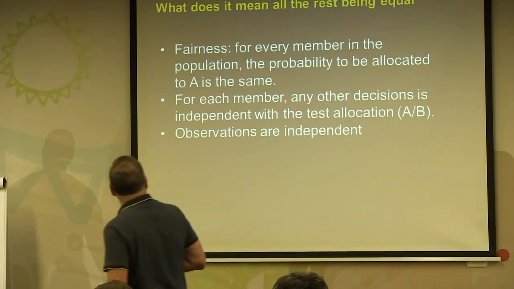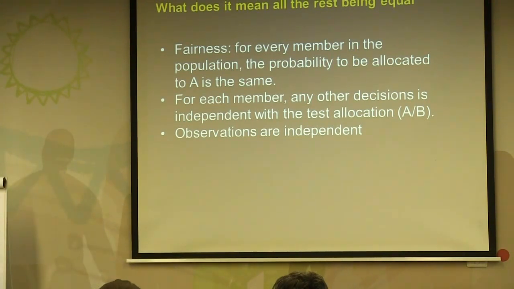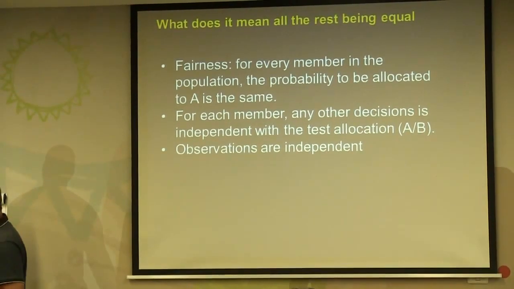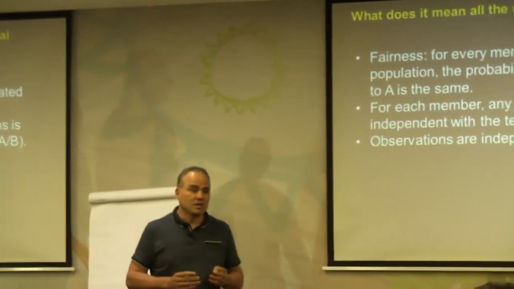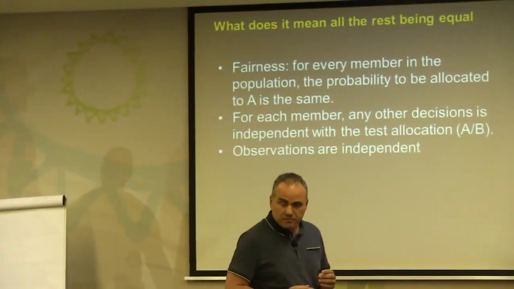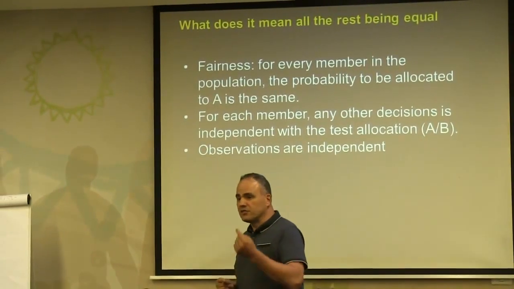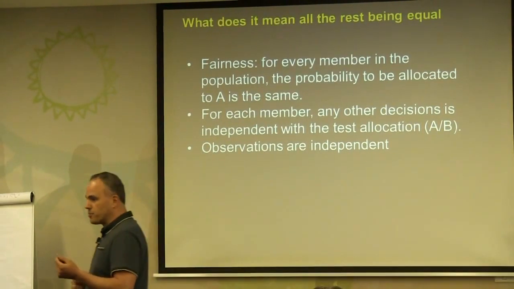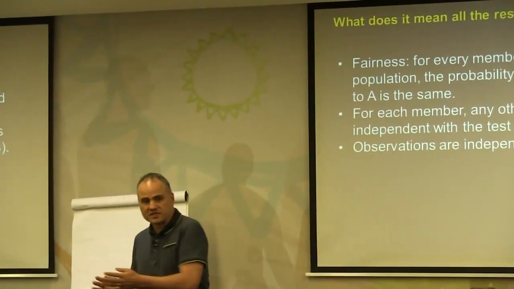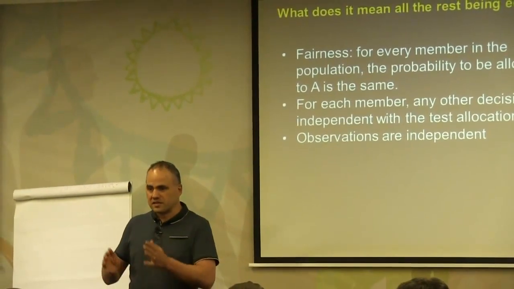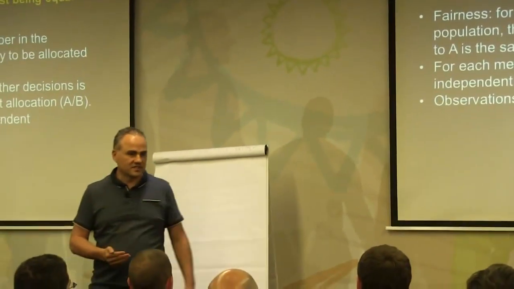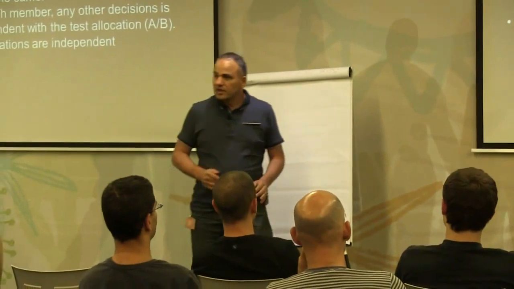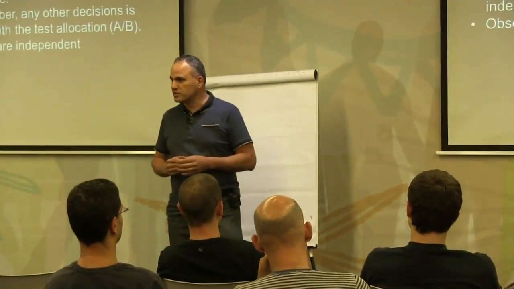What are the criteria that we want to achieve? When I say all the rest being equal, what does it mean? It means that if you select an item in the population, whether the population is visits or visitors, visits mean one session, visitors means a human with all the visits that he's going to place during the test period. And this is different, and I will talk about this difference.